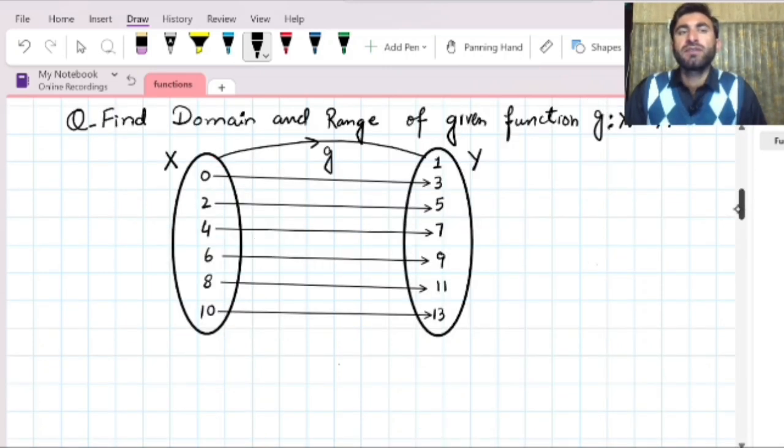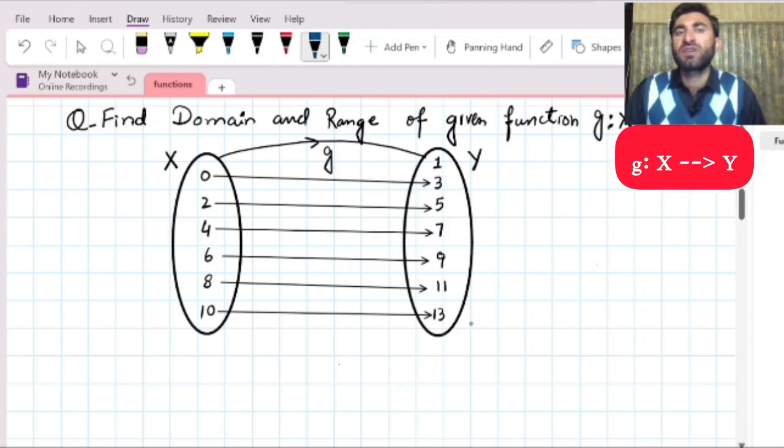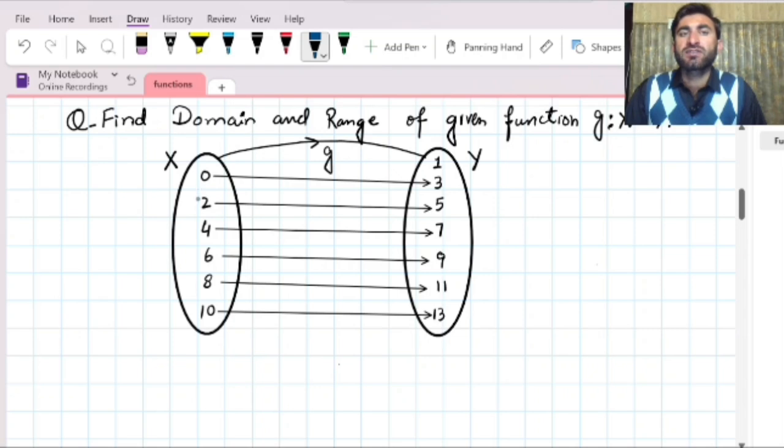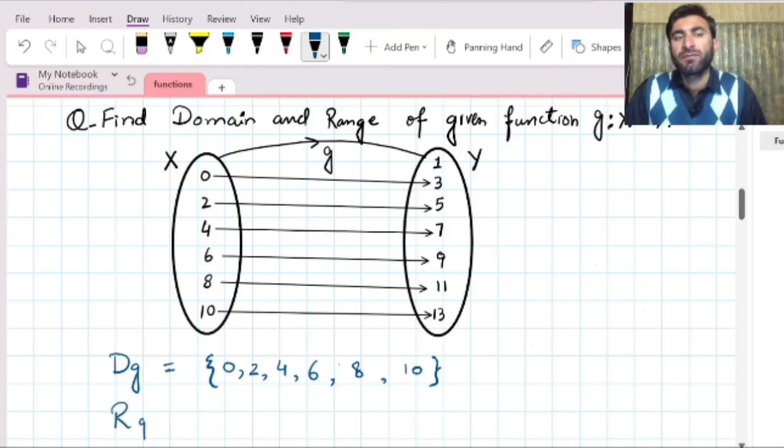Coming to the question, it says find the domain and range of the given function g from set X to set Y. Now we can see set X consists of elements 0, 2, 4, 6, 8 and 10, while set Y consists of elements 1, 3, 5, 7, 9, 11 and 13. We know the domain of a function, g being the function, will equal the first set. So it will be 0, 2, 4, 6, 8 and 10.